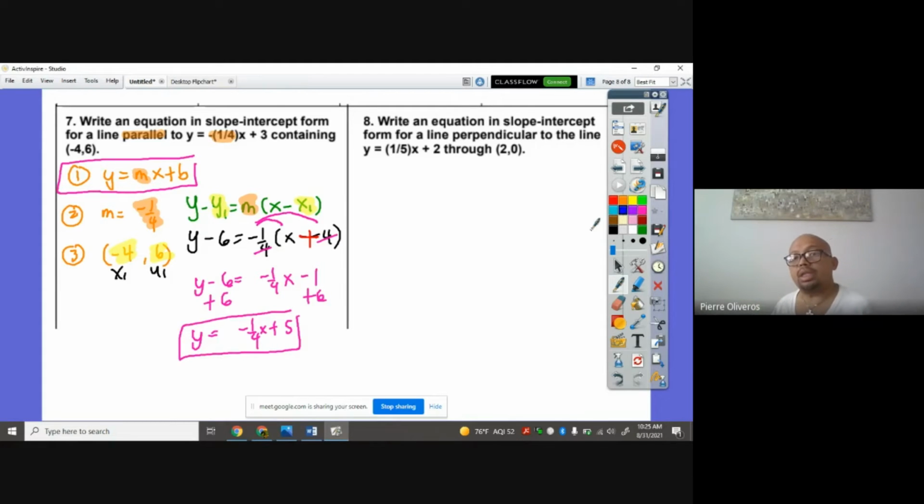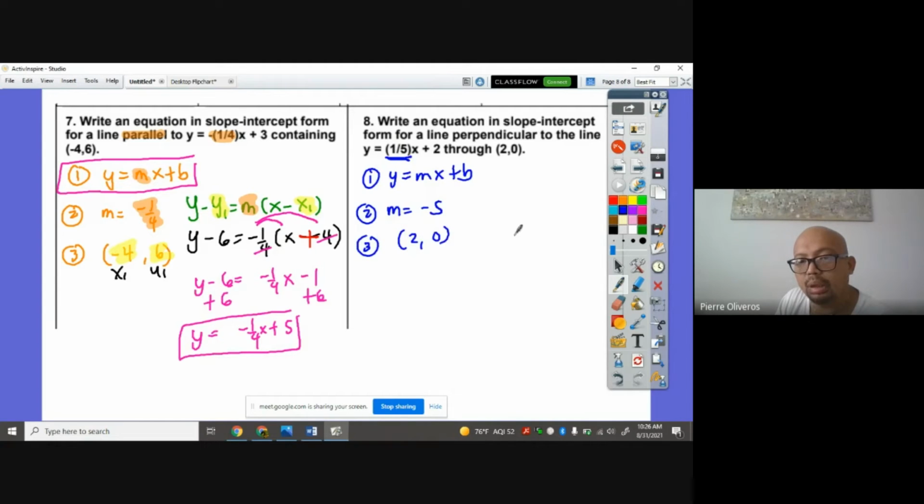Next, write an equation in slope intercept form for a line perpendicular to the line y equals 1/5 x plus 2 through 2, 0. Again, same thing. We know that we're trying to find y equals mx plus b. We know it's going to be perpendicular, so we have to find the negative reciprocal of the slope of the equation here. The slope here is 1/5. So what's the negative reciprocal of 1/5? Yes, if you say it's negative 5, you are correct. And the point has to be coming through 2, 0.